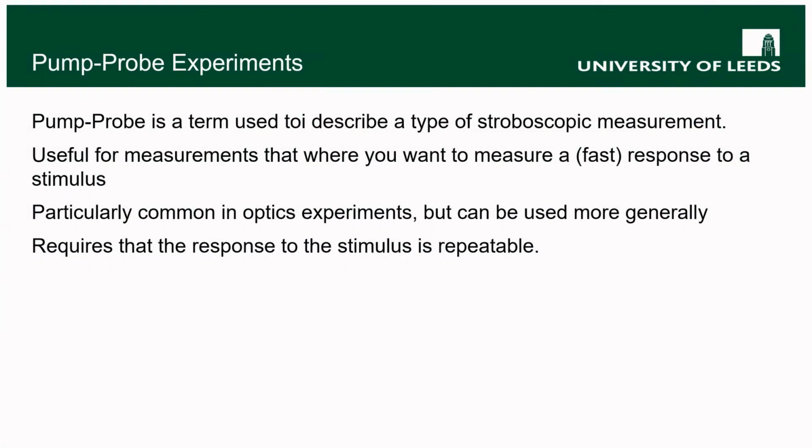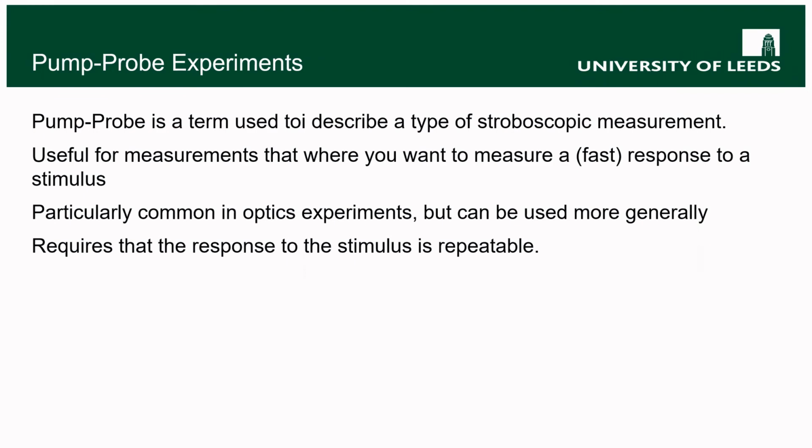So the final class of general experimental techniques we want to use to try and improve signals is to go back to our trick of using stroboscopic measurements, but there's a particular case of this, which is generally called a pump probe experiment. So this is very useful when you want to measure some very, very fast response to a stimulus, but you also know that it's reproducible. So that every time you hit it with a stimulus, the thing's going to respond in the same way. And this is a particularly common technique in optics experiments, but it's something you can use more generally as well.